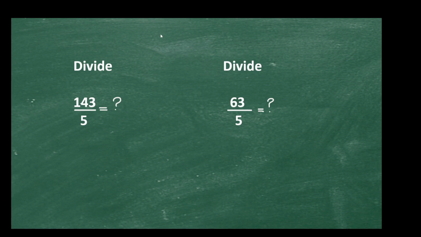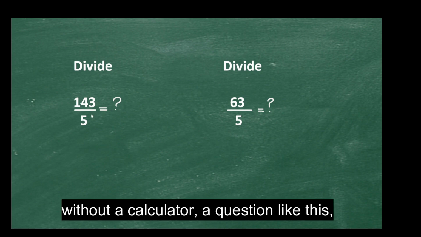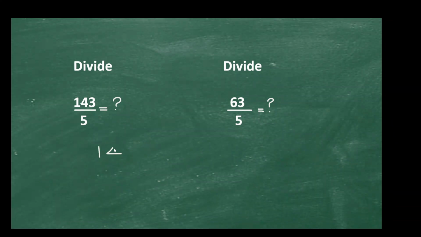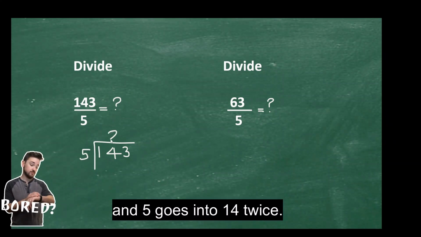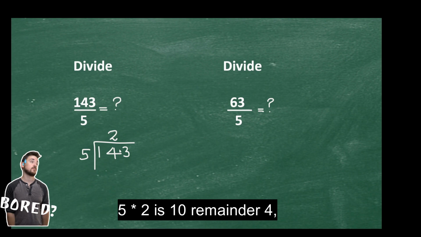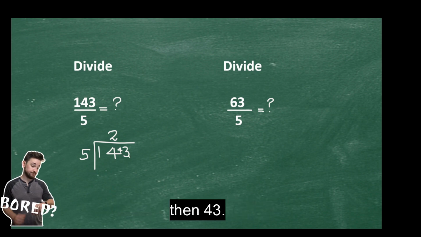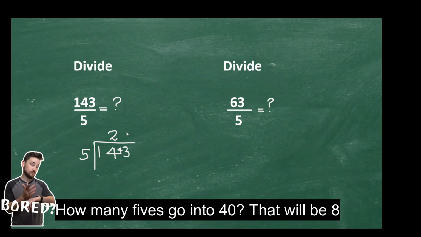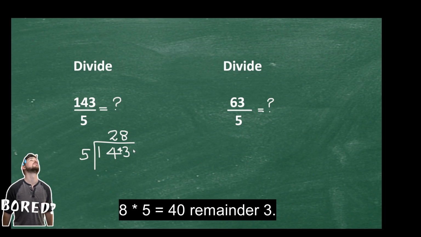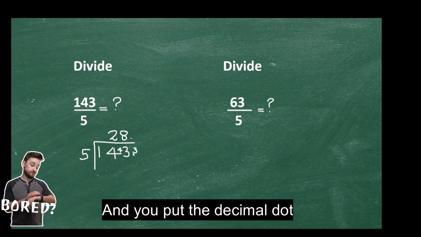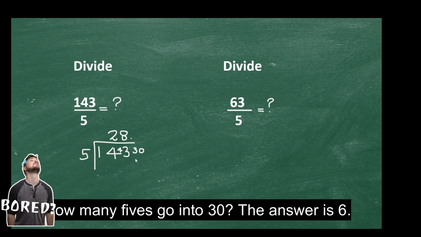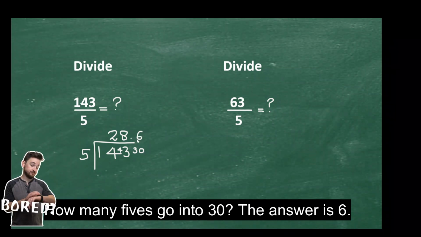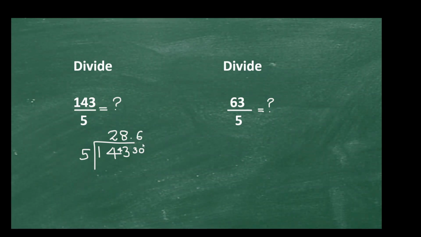Normally, without a calculator, a question like this, people do 143 divided by 5, and 5 goes into 14 twice. 5 times 2 is 10, remainder 4. Then 43, how many 5s go into 40? That will be 8. 8 times 5, 40, remainder 3. And you put the decimal dot. And what you need to do is take a 0. How many 5s go into 30? The answer is 6. So here's the answer.